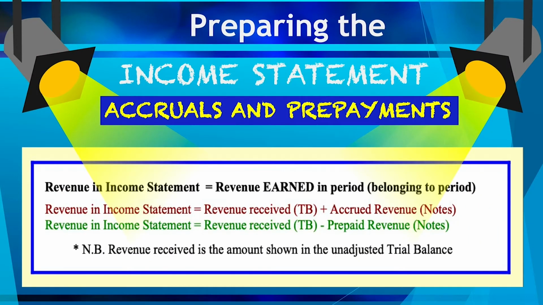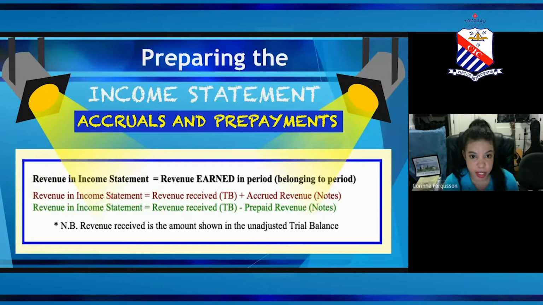So just like for the expense, it is add accruals and less prepayments. It's the same thing for the revenue. You want to find your revenue for the income statement. It would be the revenue received, which you find in your trial balance. And if there's an accrual, you will add it. If there's a prepayment, you would minus it.